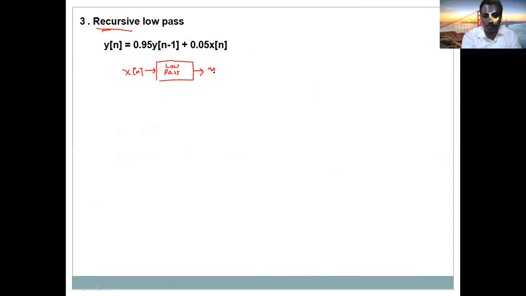What is the difference equation? y of n is equal to 0.95 y of n minus 1 plus 0.05 x of n. Okay, look at this difference equation.